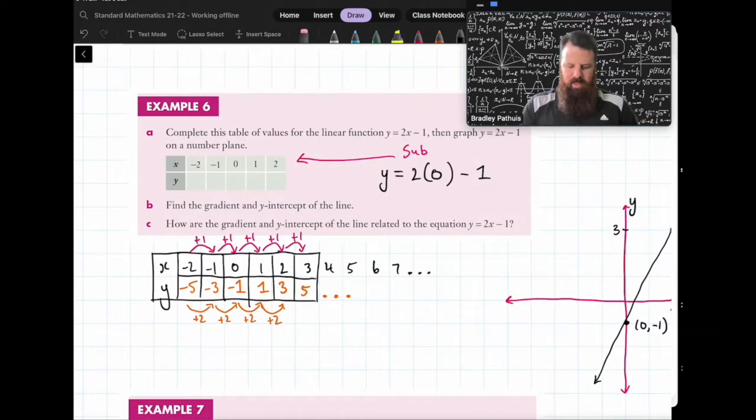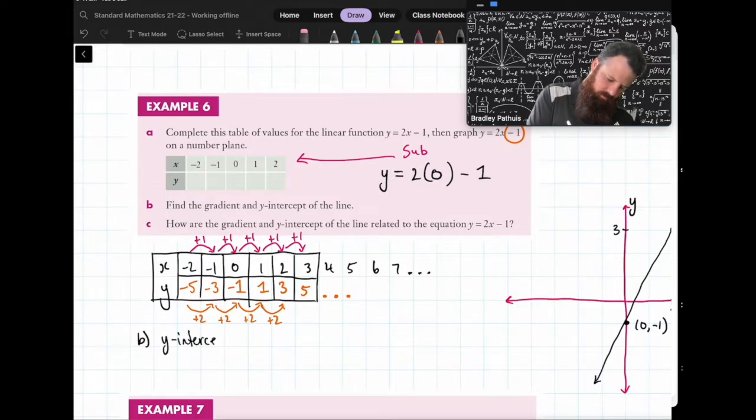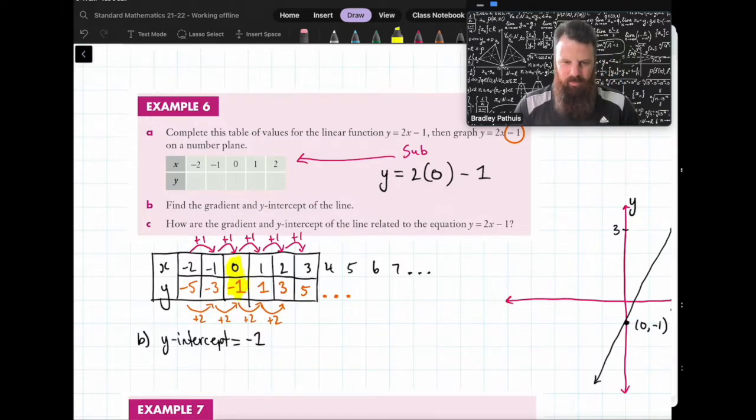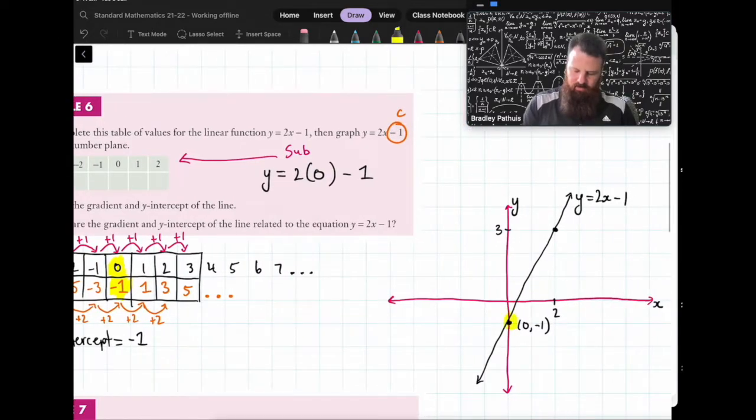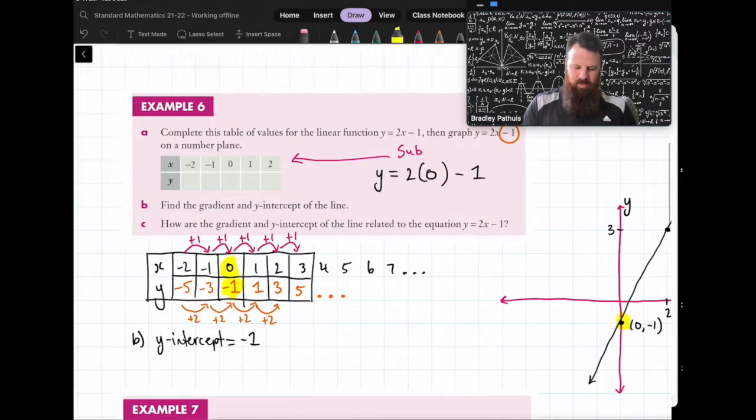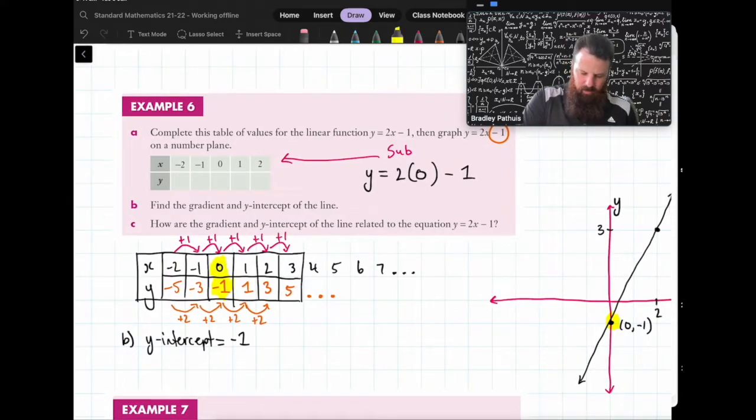Question B says, find the gradient and the y-intercept of the line. There's our y-intercept. So for part B, y-intercept is equal to -1. And just highlight some other spots where it occurs. We can see it in our table of values. When x was 0, y is -1. And when we actually graphed it, we can see that point 0, -1. The gradient of this line, it's sufficient enough to write m because we know m denotes gradient.